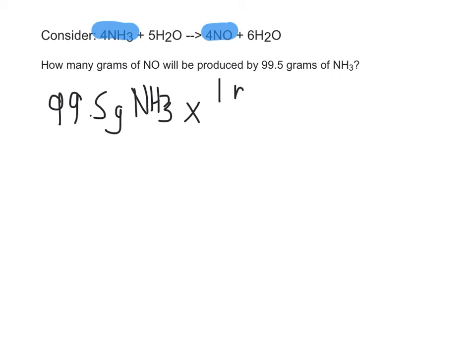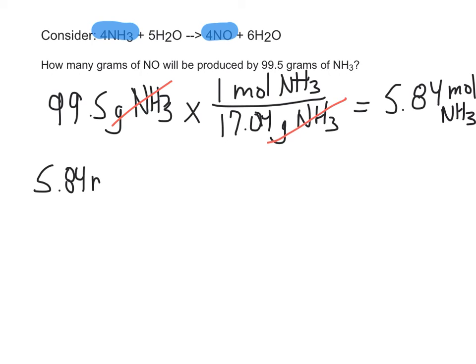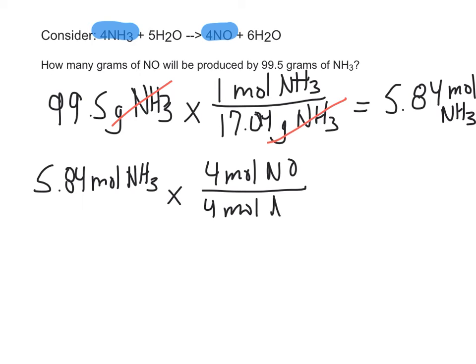So we're going to multiply this by 1 mole of NH3 over the molar mass of NH3, which is 17.04 grams of NH3. We'll be able to cancel our grams out, and we will get a final answer of 5.84 moles of NH3. You guys know where we go from here. 5.84 moles of NH3 times 4 moles of NO over 4 moles of NH3.